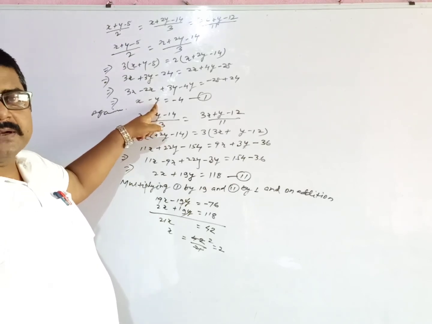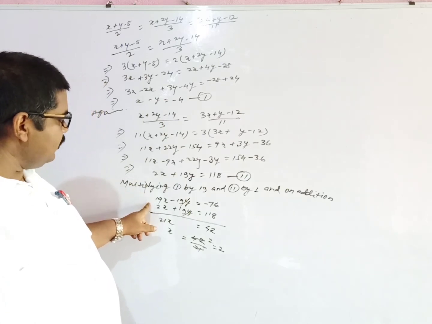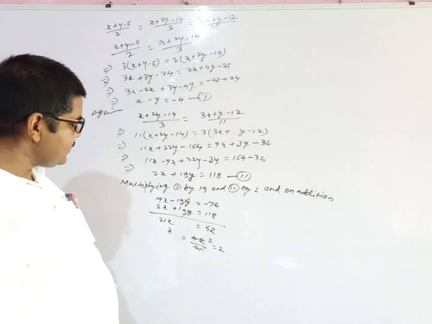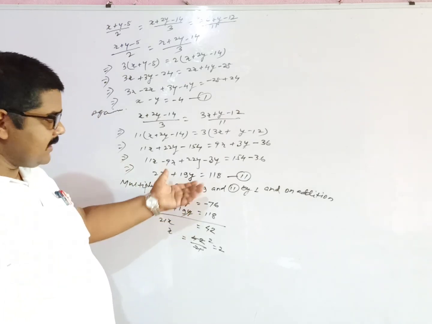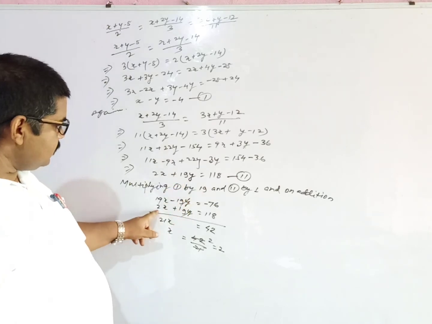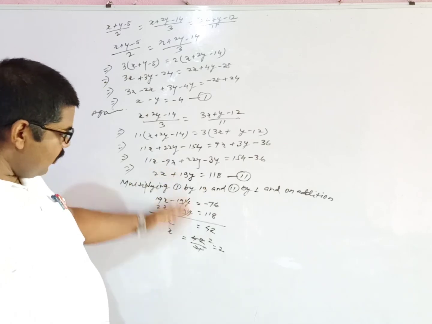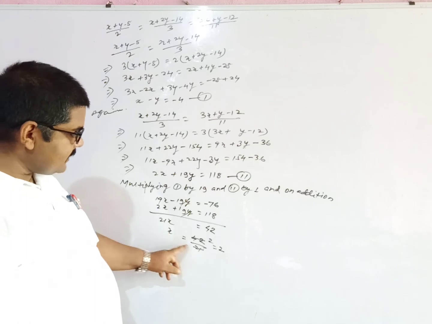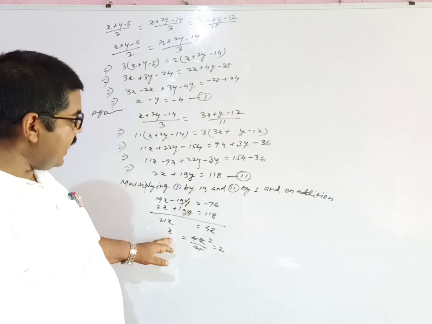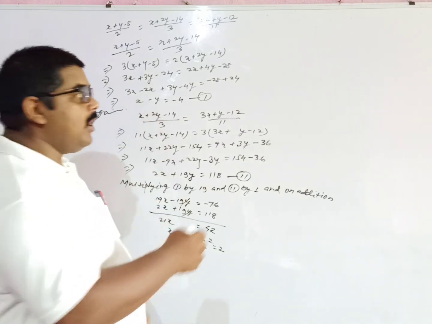So the first equation is multiplied by 19, and when you multiply by 19, you get 19x minus 19y is equal to minus 76, and the second equation, since it already has 19y, is multiplied by 1: 2x plus 19y is equal to 118. When you solve, you get x is equal to 2. And when you get x is equal to 2, you need to put the value of x in the first to get the value of y.